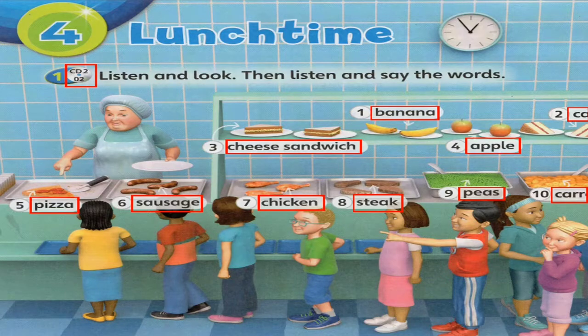Now say the words. Words. 1. Banana. 2. Cake. 3. Cheese sandwich. 4. Apple. 5. Pizza. 6. Sausage. 7. Chicken. 8. Steak. 9. Peas. 10. Carrots.